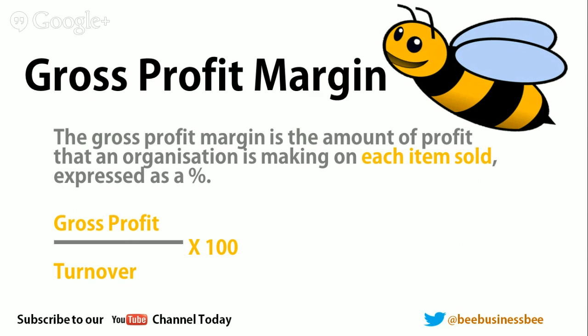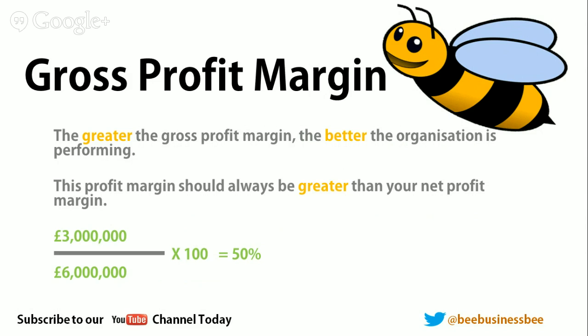So let's take that into our example. The same thing again applies. The greater the gross profit margin, the better the organisation is performing. This should never be a negative. This means you're making a loss on every item you're selling otherwise. So no company should ever have a gross margin of a negative figure. So notice it's got to be bigger than your net profit margin.